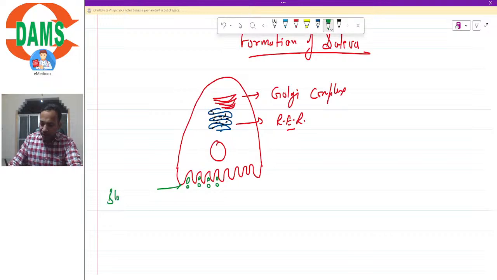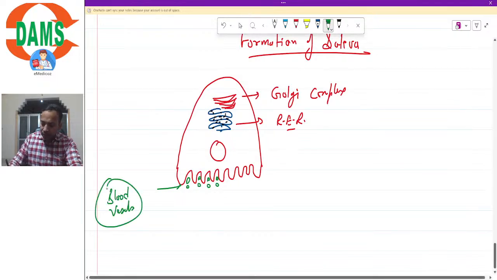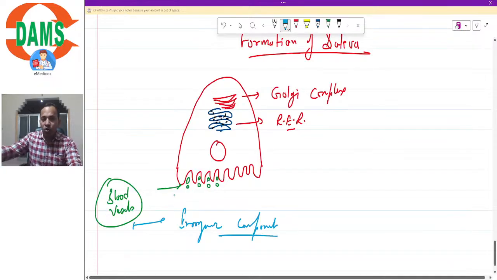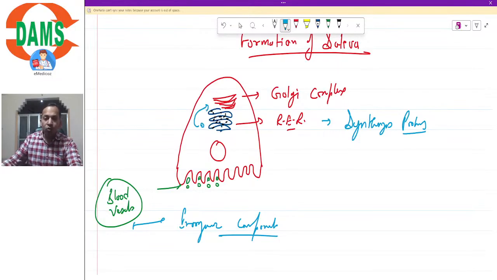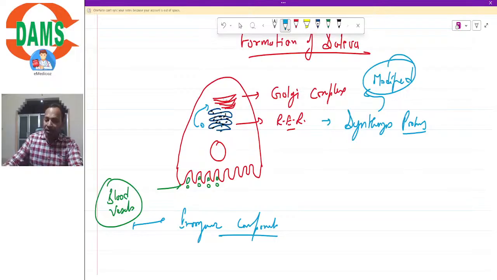These are the blood vessels and they are the source of the inorganic component, right? So how is the organic component created? Rough endoplasmic reticulum synthesizes proteins. From here, these proteins are transported to the Golgi complex where they are modified. Finally, these modified proteins are packed into vesicles which are known as transport vesicles.